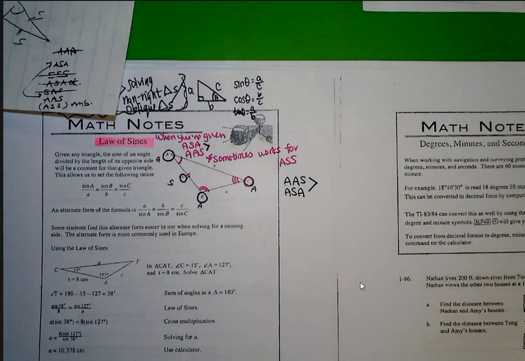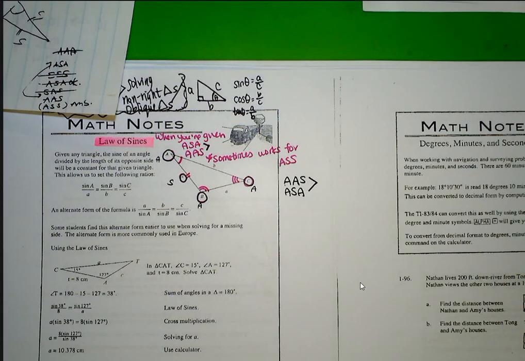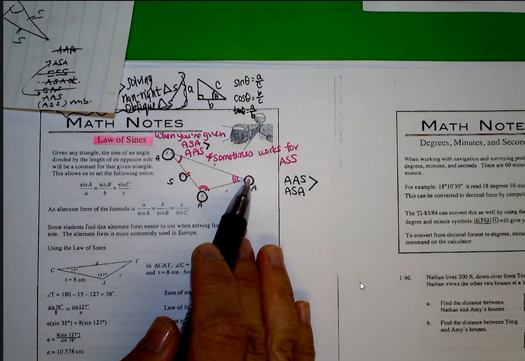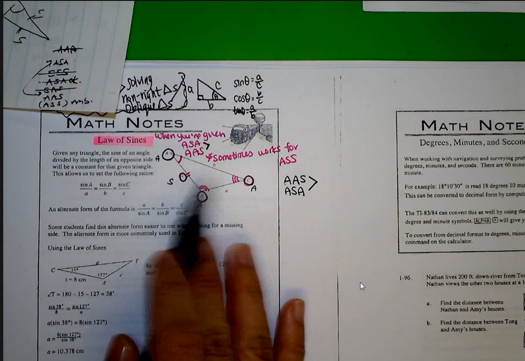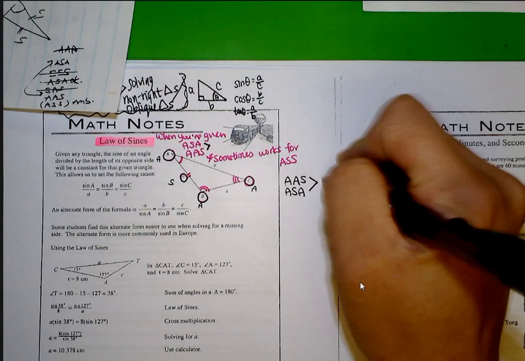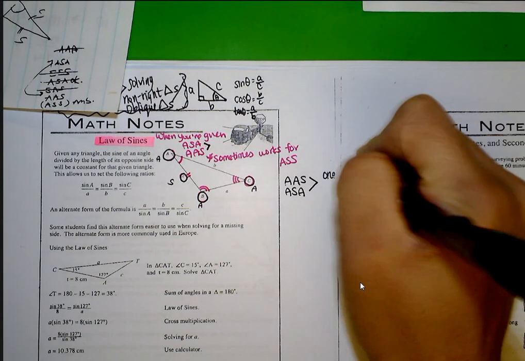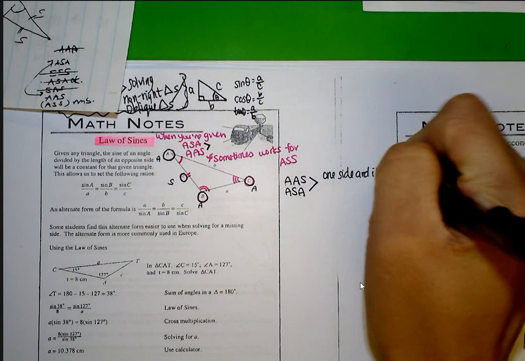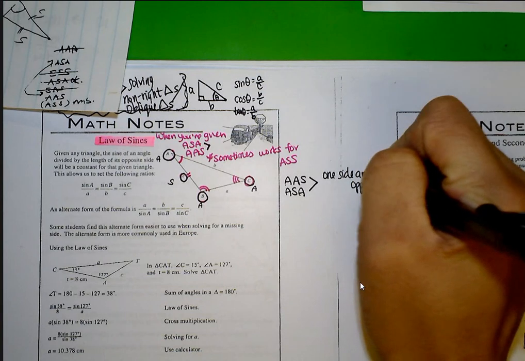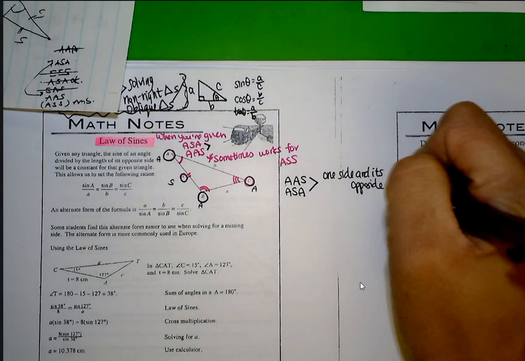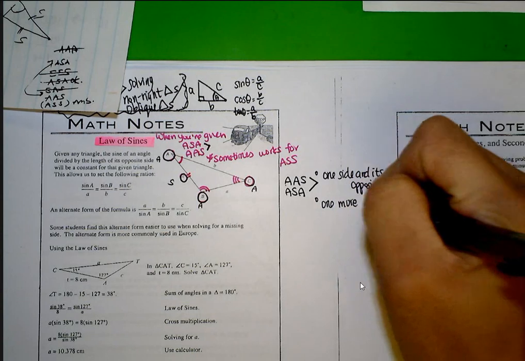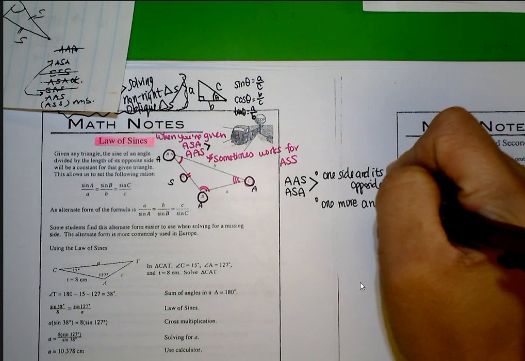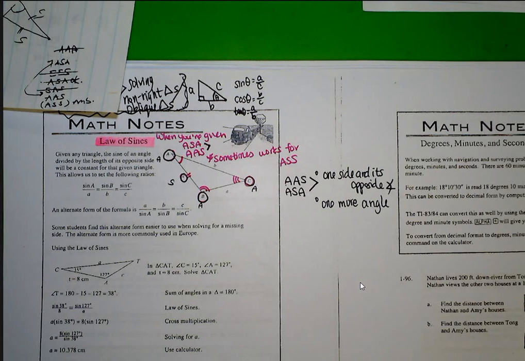Then, because if you have this, you have this automatically. Then really you have one angle and its opposite side, which is what you need for law of sines, and you have one more angle. So you have one side and its opposite angle, and then you have one more angle. So that's another way to think of it. You have to have one side and its opposite angle and one more angle.